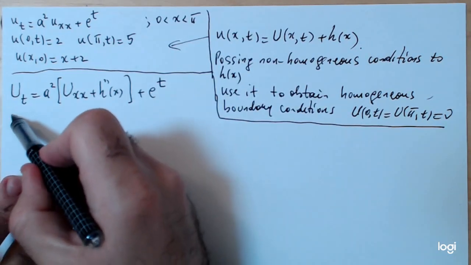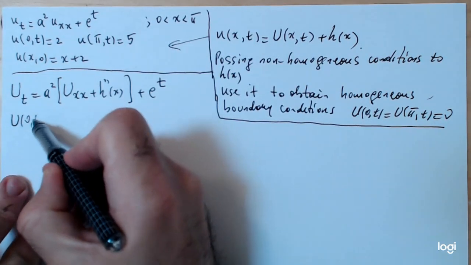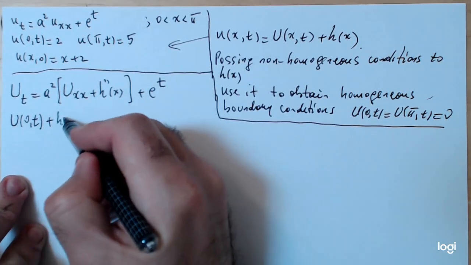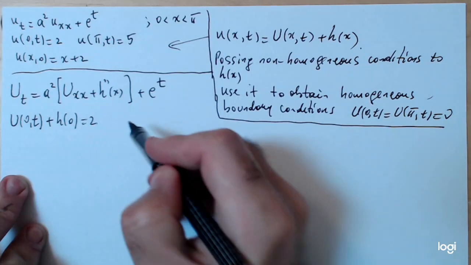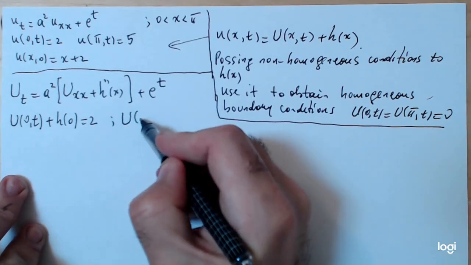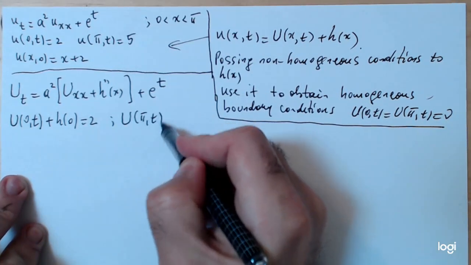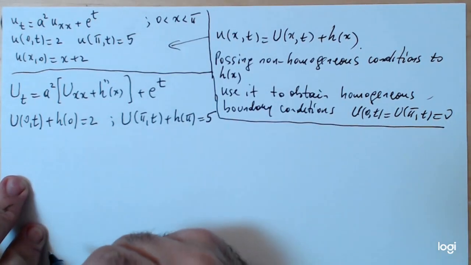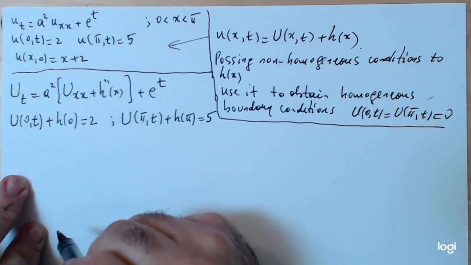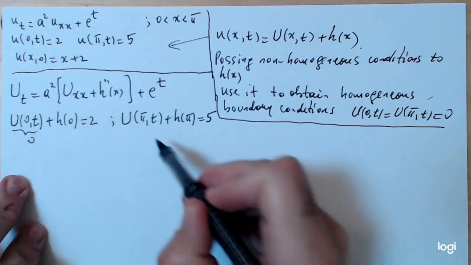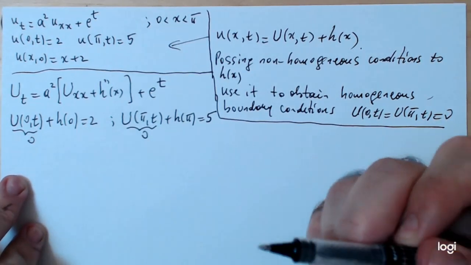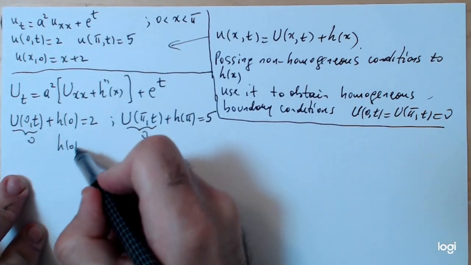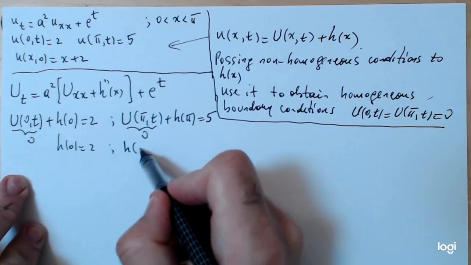Boundary conditions become big U of 0,t plus h of 0, this should be 2. Big U of pi,t plus h of pi, this should be 5. And because we want the new problem in big U to be homogeneous, this means h of 0 should be 2, h of pi should be 5.